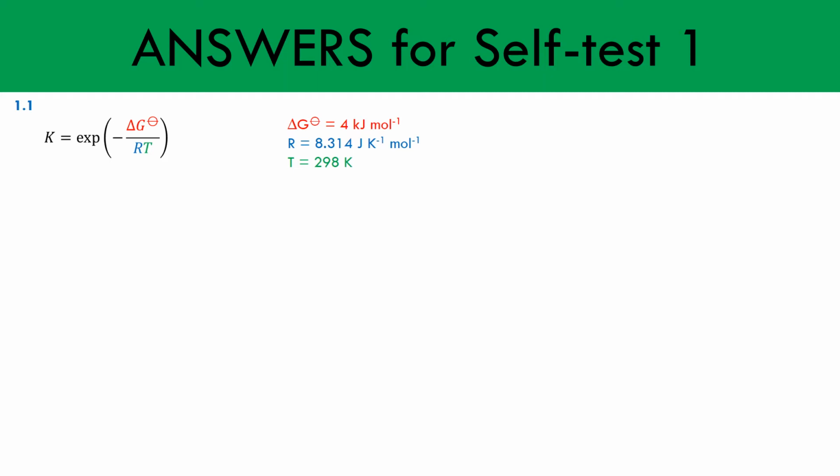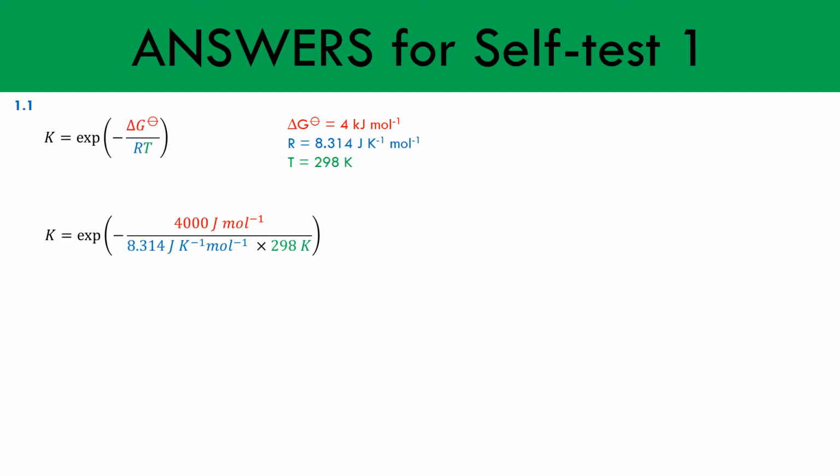We take our Van 't Hoff isotherm equation, and you can see that we've got every single parameter in that equation. We have delta G, which is equal to 4 kilojoules per mole. We have a value for the gas constant, which is 8.314 joules per Kelvin per mole. And we have a value for temperature of 298 Kelvin. And we're trying to calculate the equilibrium constant K.